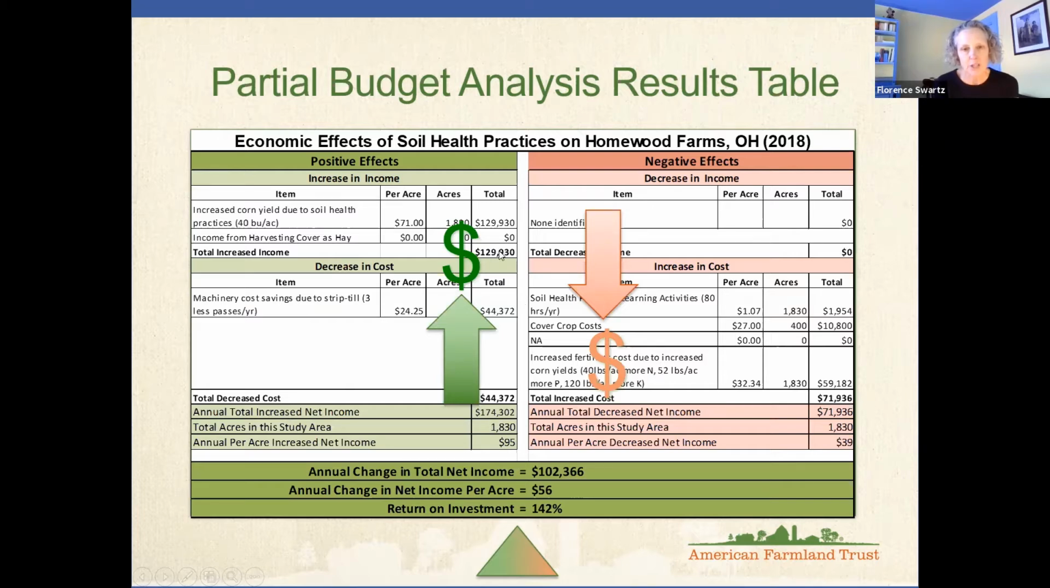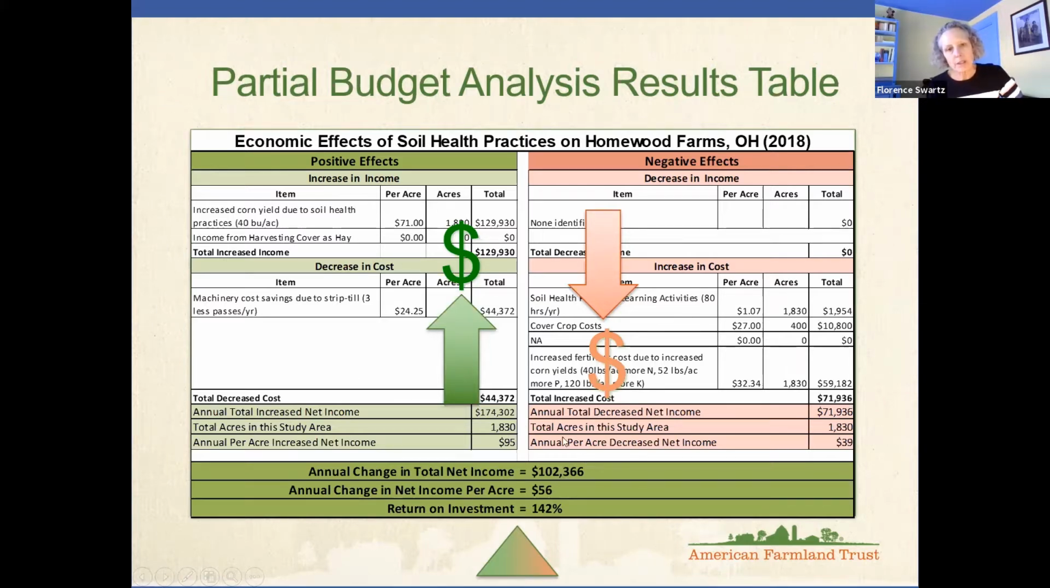We had an income change of 130,000 plus their decrease in costs. On this side, there were no negative effects on income, so we're just looking at the increased costs of adopting the soil health practices on Dan Lane's operation, to get the total decrease in net income of about 72,000. So there are 4 things about a partial budget analysis that you need to keep in mind.